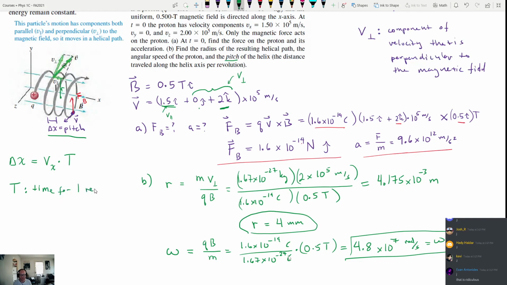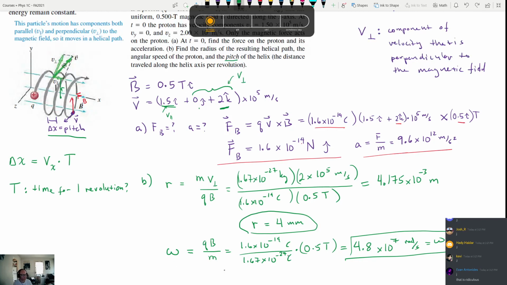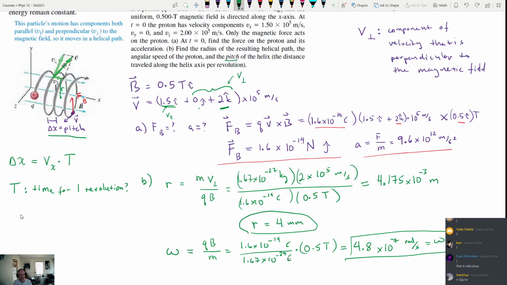Does anyone remember how you calculate that? If I have a particle that's moving in a circle, and I know the rate at which it's moving, the angular speed, how do I calculate the time that it takes for one revolution? Two pi divided by omega, that's right. T is equal to 2 pi radians in one revolution divided by omega. Because omega is radians per second, 2 pi radians per revolution, this gives you seconds per revolution.